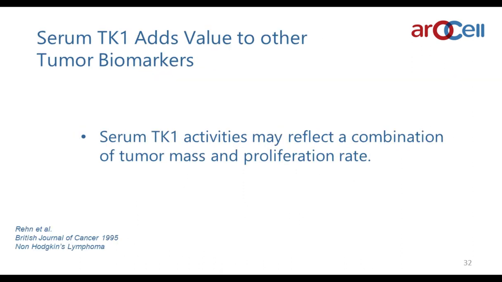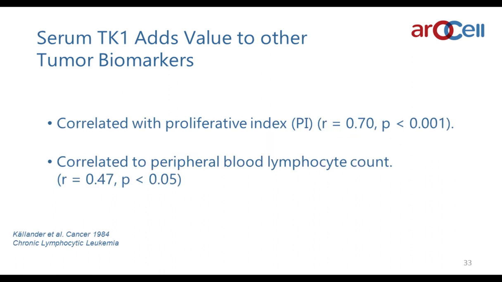It can be used profitably together with other biomarkers. And serum TK1 activity seems to reflect a combination of tumor mass and proliferation rate. One could perhaps, oversimplifying, say it gives an indication of the number of cells which are growing. It correlates with the proliferation index, as I mentioned, the gold standard for assessing tumor aggressivity. It correlates with the peripheral blood lymphocyte count, so it correlates with tumor mass.